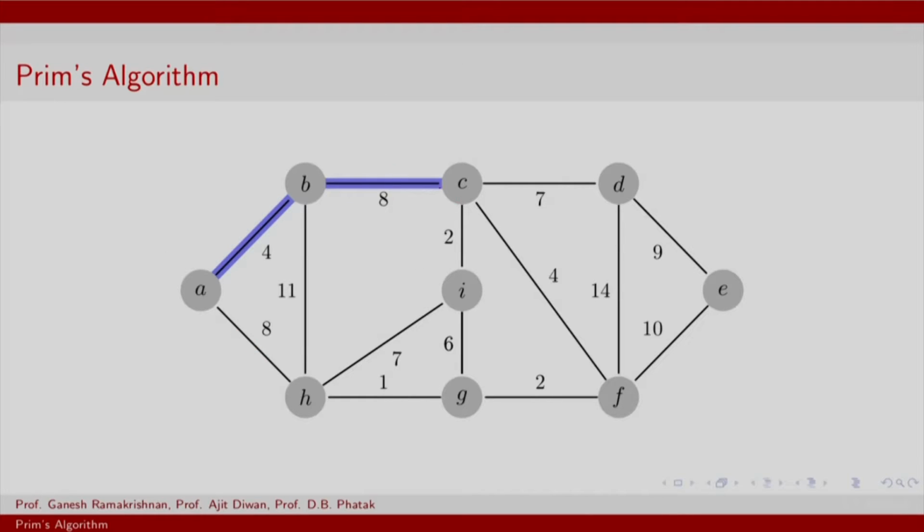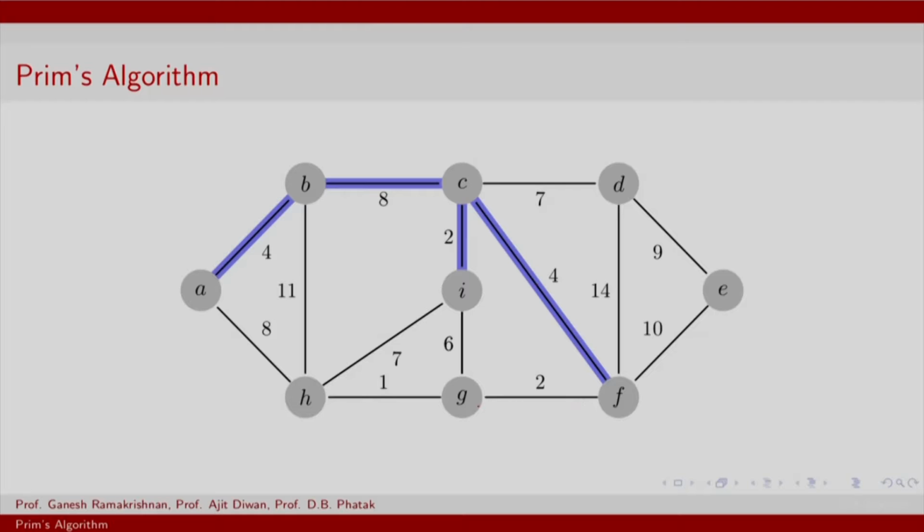Arbitrarily break the tie and choose C. What are the new keys to be updated? So we can update the key for I, we can update the key for D and for F. Now amongst all the new keys and the old keys, we find that I should be picked next. So that is what is done. Again you update the keys for other nodes connected to I, and we find that in the next iteration it makes sense to include F.